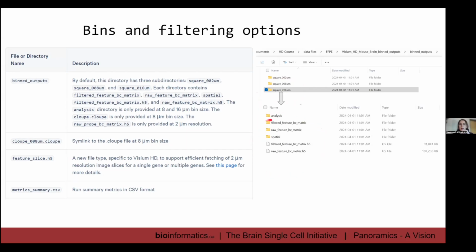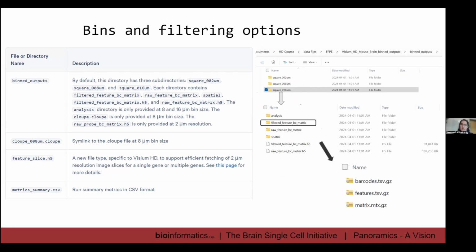The first two that I want to highlight are your filtered and your raw matrices. By filtered, it's just filtered for spots that have been associated with tissue. And it's considerably smaller than the raw matrices, so I would highly recommend going with that.